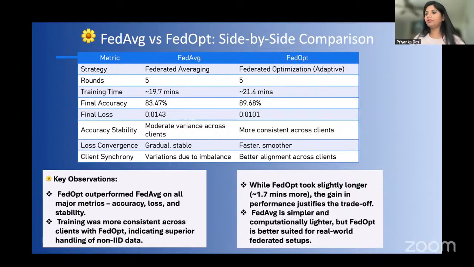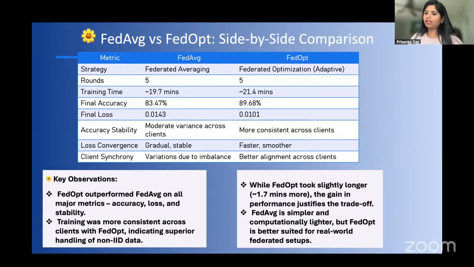So when it comes to client synchrony, FedOPT again performed better, showing tighter alignment between clients even in the presence of non-IID data. Overall, FedOPT outperformed FedAVG across all major metrics: accuracy, loss, and learning consistency. It also handled data heterogeneity more robustly, making it more suitable for real-world federated setups. That said, FedAVG remains a strong baseline.